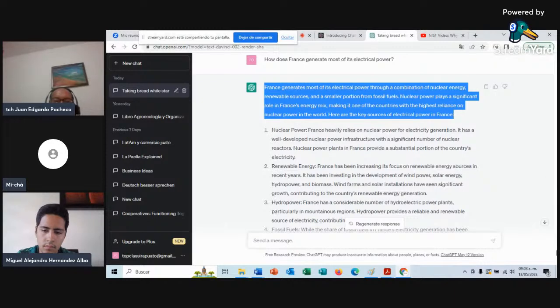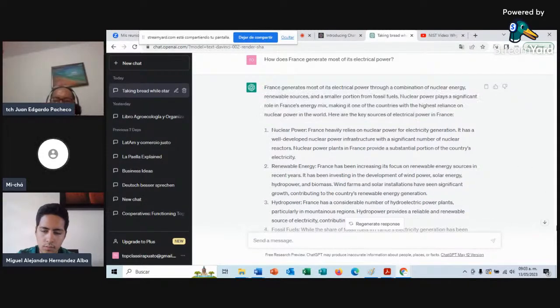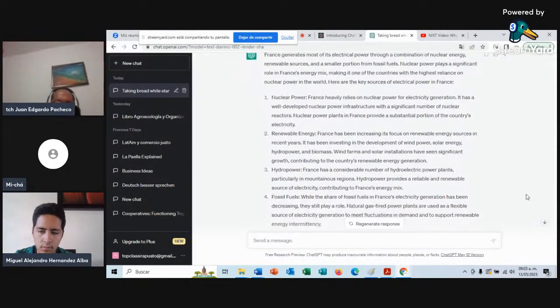France generates most of its electrical power through a combination of nuclear energy, renewable sources, and a smaller portion from fossil fuels. Nuclear power plays a significant role in France's energy mix, making it one of the countries with the highest reliance on nuclear power in the world. Here are the key sources of electrical power in France. Nuclear power is number one, then renewable energy, hydropower, fossil fuels, etc.